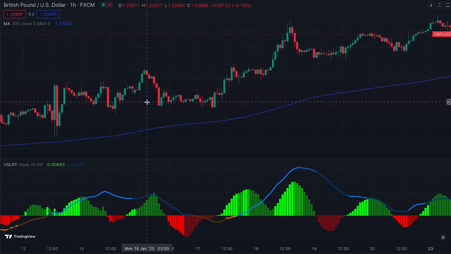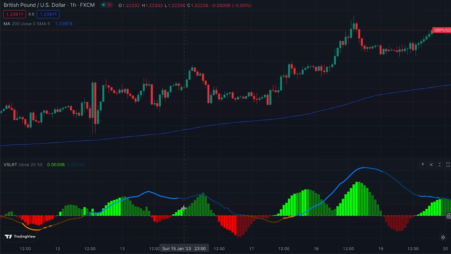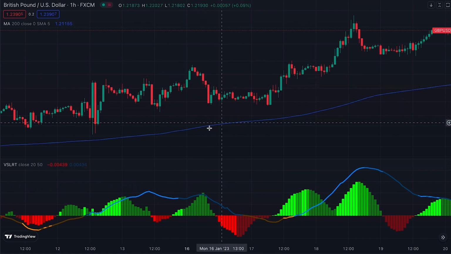Please pay attention that this is a multi-layer strategy. We are identifying different trends of the market: short-term trend by the help of this histogram, longer-term trend by the help of this line, and relatively even longer-term trend of the market by the help of this line.